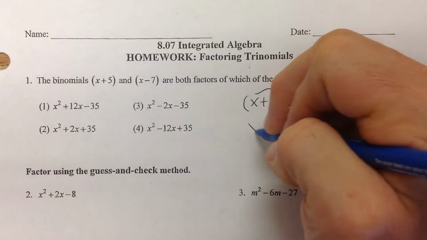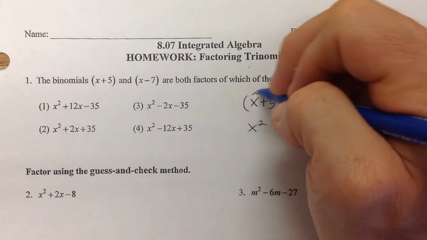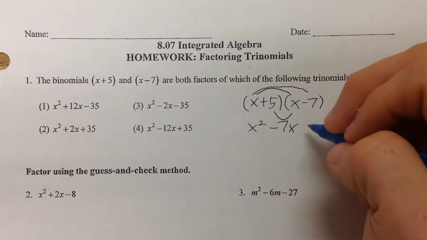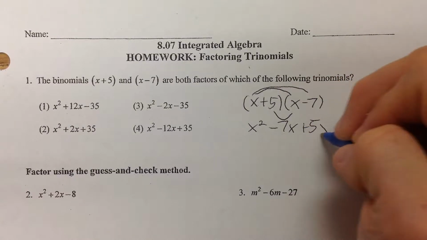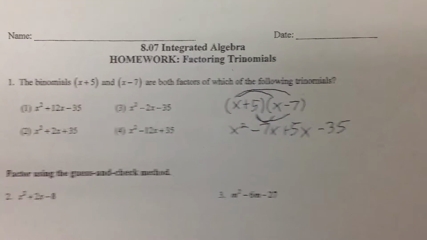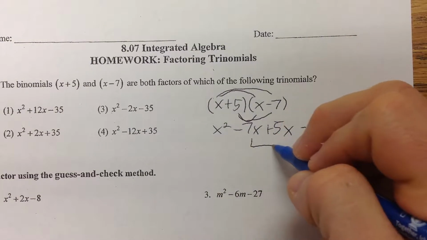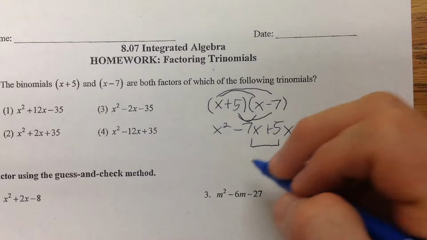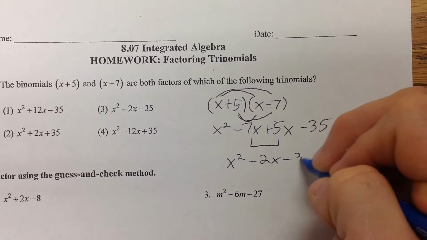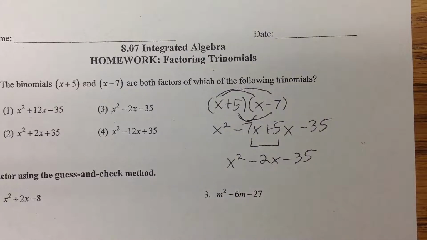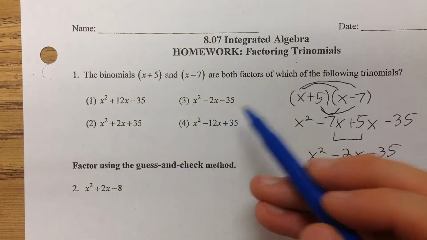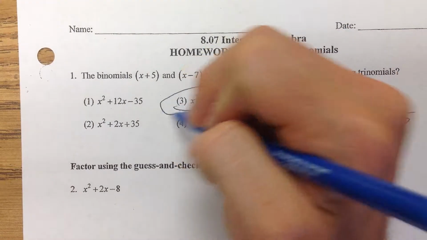Alright, so x times x is x squared, x times minus 7 is minus 7x, 5 times x is plus 5x, 5 times negative 7 is negative 35. We combine our like terms here. Negative 7 plus 5 is going to be a negative 2x minus 35. And then we look for that over here. Here we go, x squared minus 2x minus 35.